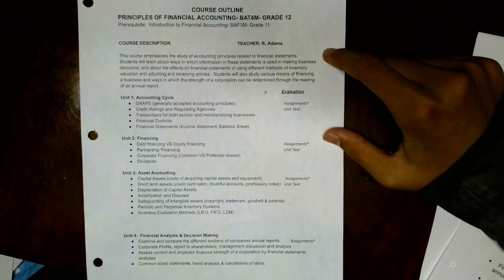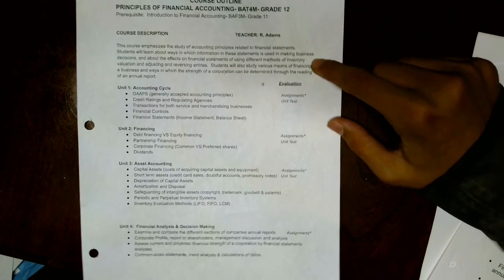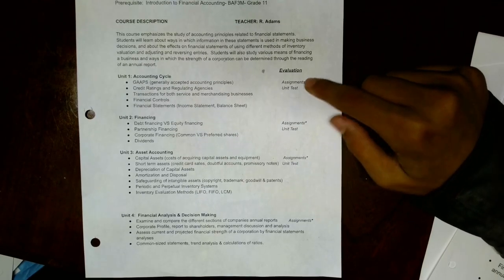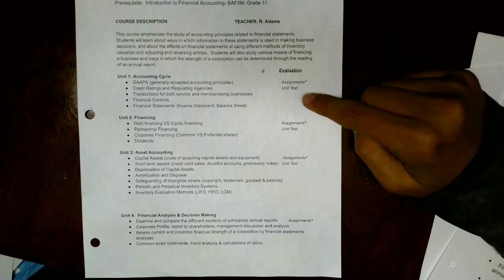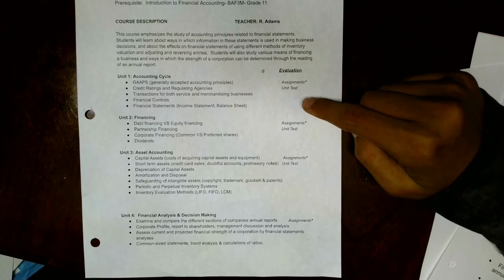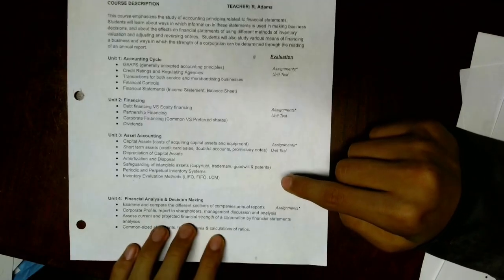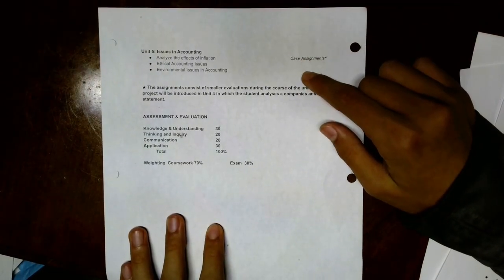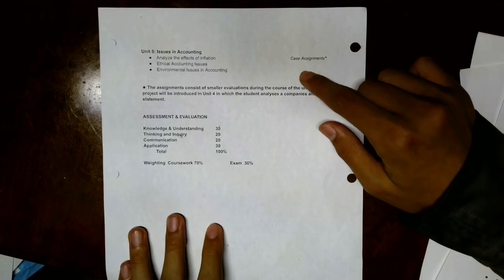So this is the course outline for grade 12 accounting, and it states what we are going to learn in each unit. The first unit, the accounting cycle, is basically what we learned in grade 11, and it is a short review. And then financing, asset accounting, financial analysis and decision making, and also the issues in accounting. In other words, this is ethics.